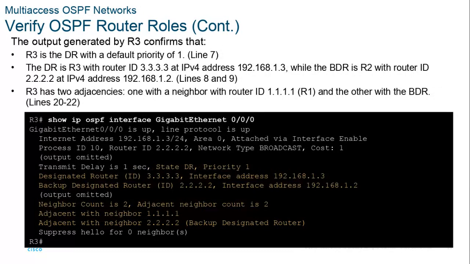Now let's look at R3. Remember R3 was the designated router? State, designated router. It tells us which one is the designated router and backup designated router. And he's adjacent with this backup and he's adjacent with another router, just a DROther. He's a peon, he's not a designated router or backup designated router.